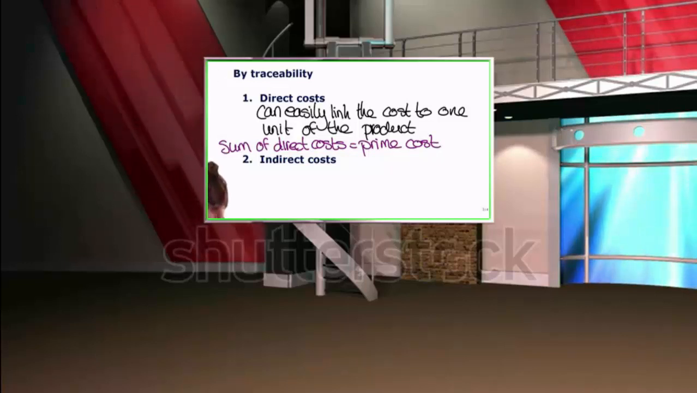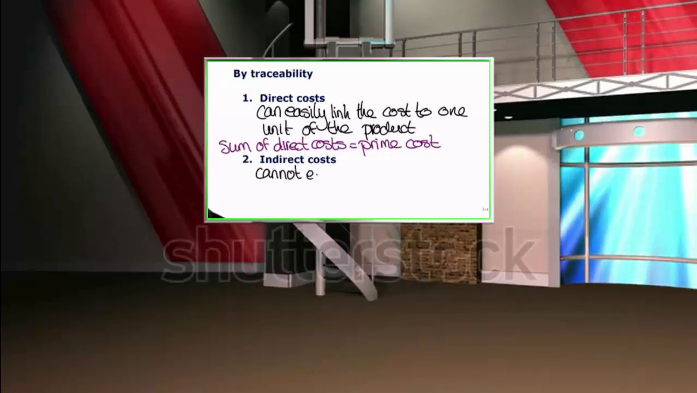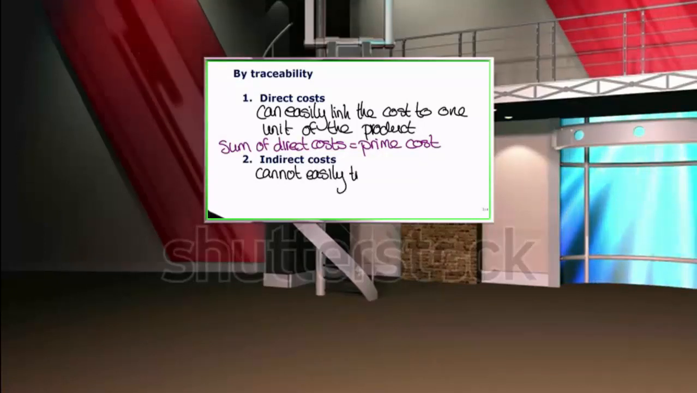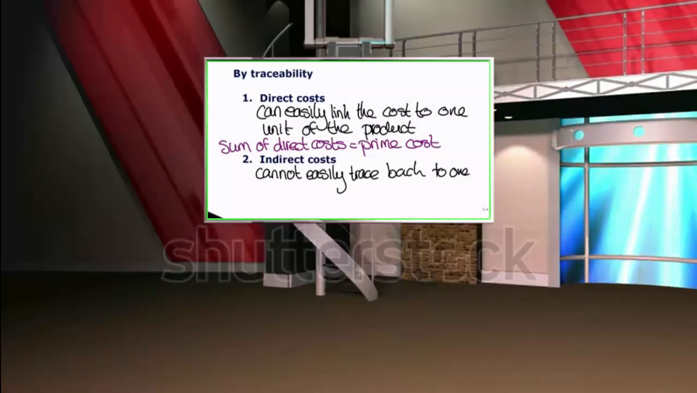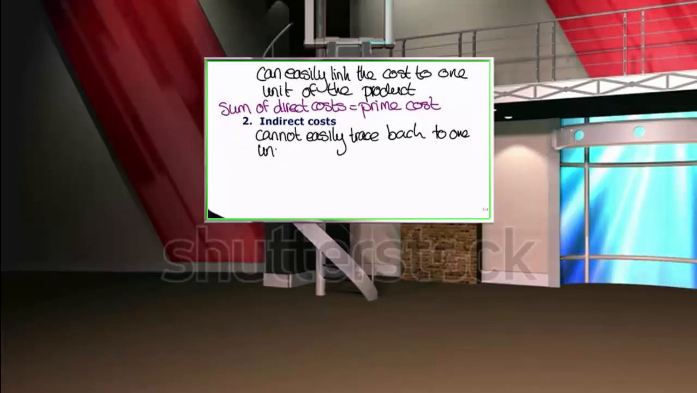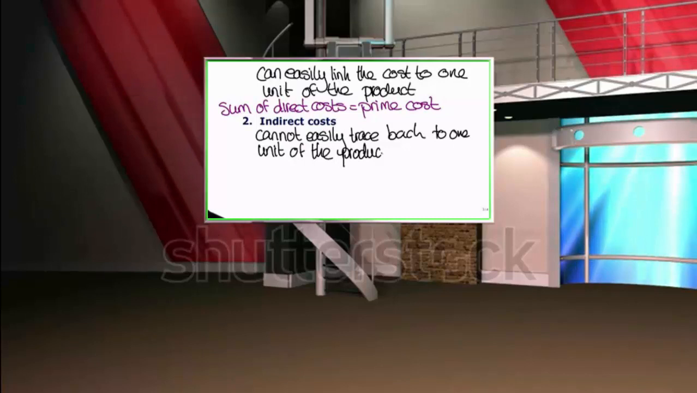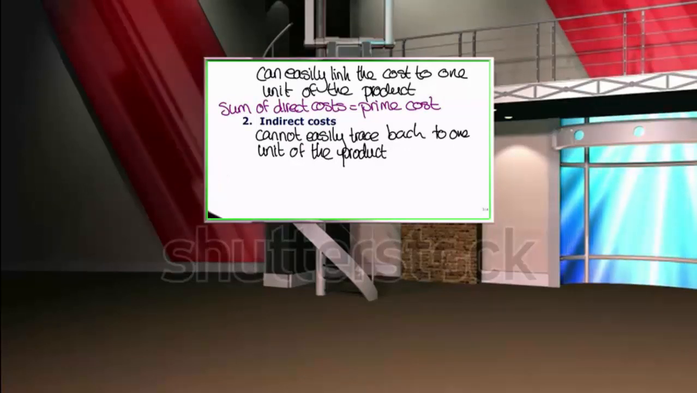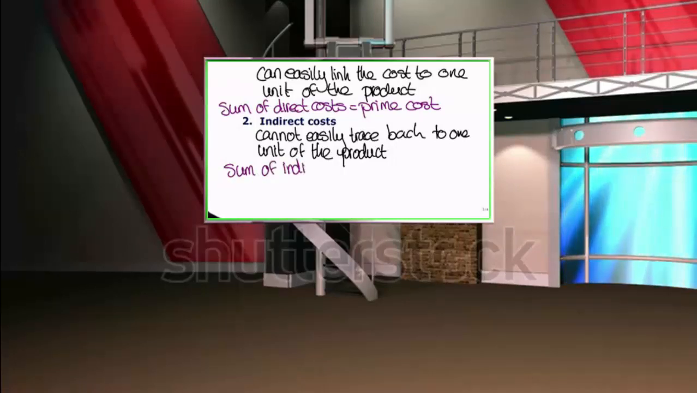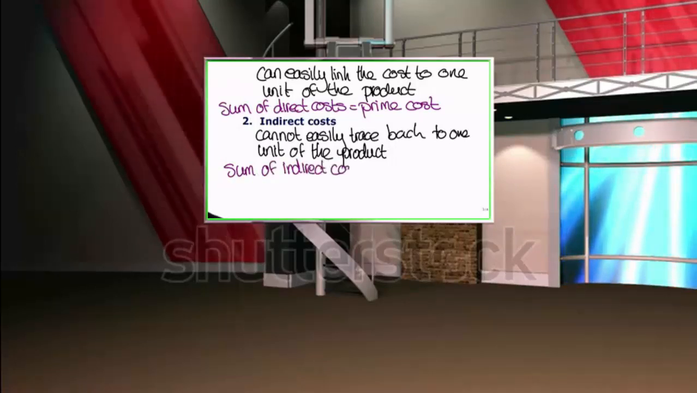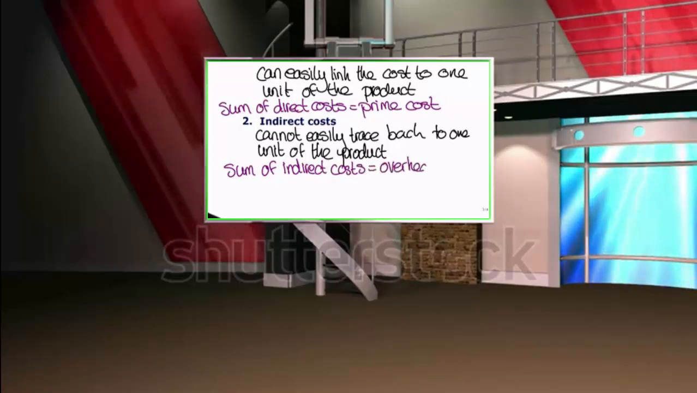Our indirect costs, we cannot easily trace back to 1 unit of the product. Another bit of terminology, the sum of our indirect costs is equal to our overhead cost.